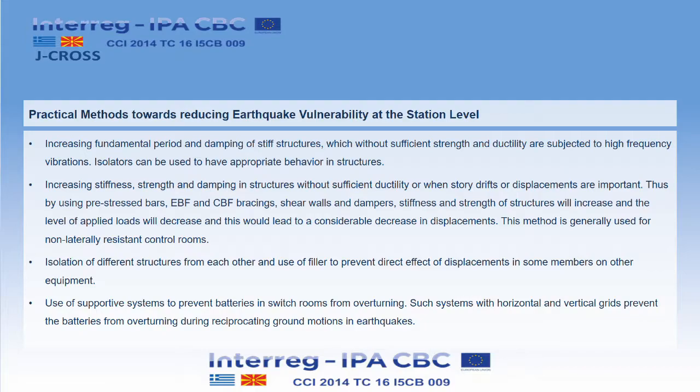Isolation of different structures from each other and use of filler to prevent direct effect of displacements in some members on other equipment. Use of supportive systems to prevent batteries in switch rooms from overturning. Such systems with horizontal and vertical grids prevent the batteries from overturning during reciprocating ground motions in earthquakes.